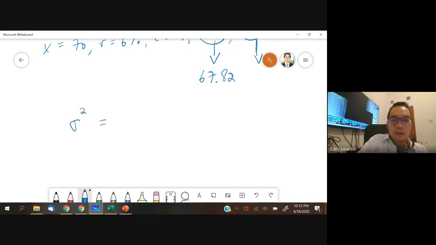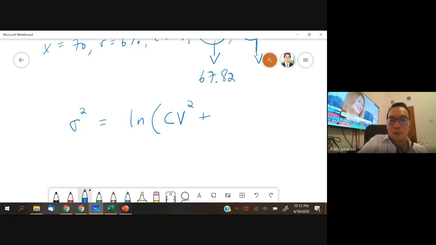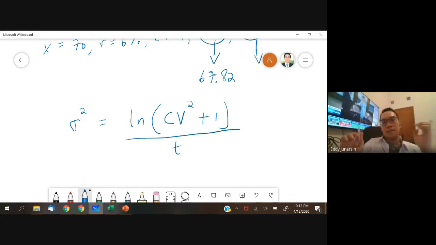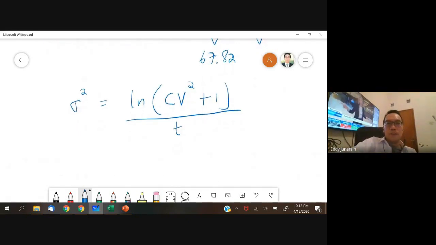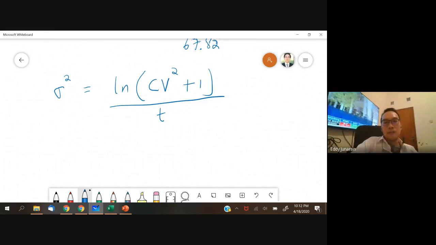So based on the previous findings, we are going to estimate the variance as a function of the log value of the coefficient of variation squared, plus 1, divided by the t. Of course, we know that in our story, the t is 1 year. So now we have to try to estimate the coefficient of variation. Right? Coefficient of variation. So let's go into the estimation.